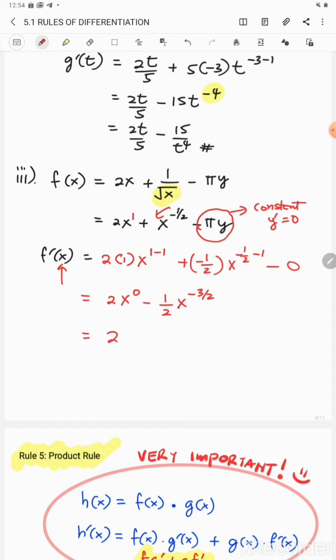And then the answer is 2 minus 1 over 2. You can bring the negative down, so it becomes 1 over 2 x to the power of 3 over 2. That's all. This is the answer. I hope you understand.